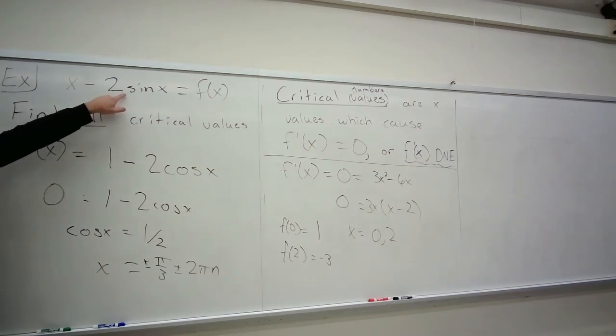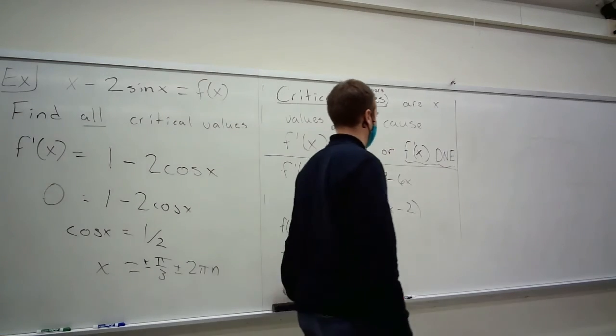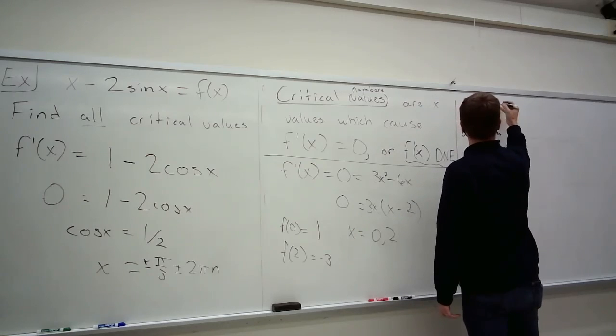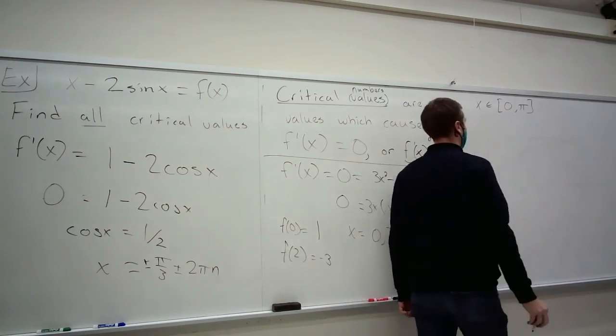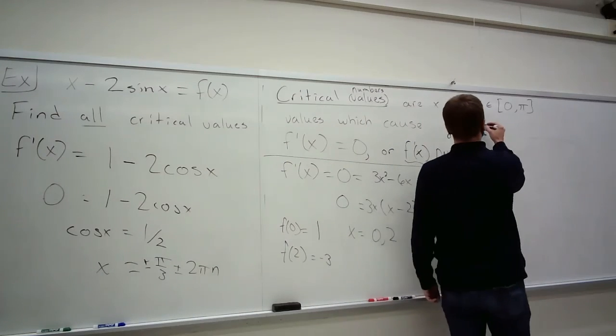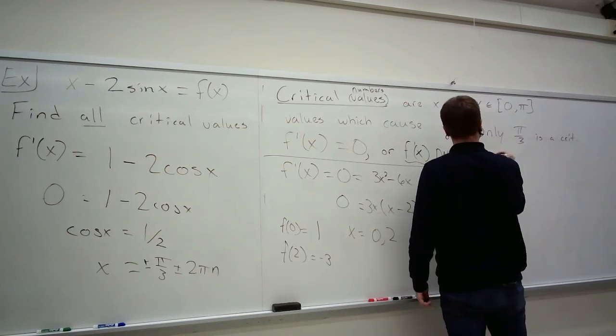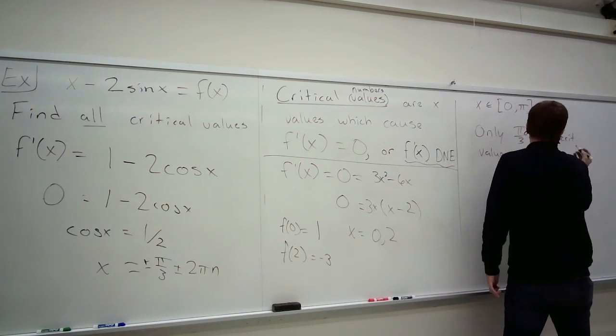Which means this thing either takes a local max or a min at one of these values. And now you're wishing I had given you an interval, right? So what if x is only in 0 to pi? What are the critical values in there? Well, suddenly this negative pi over 3 is knocked out. That's not in 0 to pi. So this one is the only one that exists in this interval. So we only found the one that we care about. And if I go around the circle another 2 pi, we're outside of 0 to pi. So only pi over 3 exists as a critical value in this subdomain or domain interval.